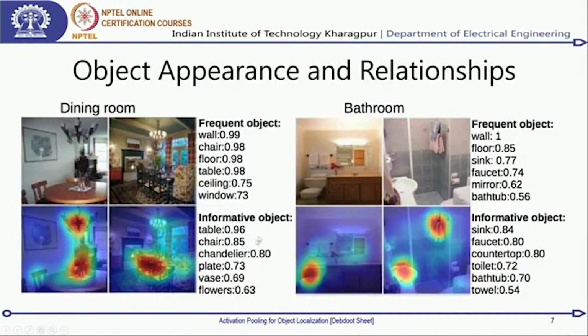Now, if we look at the next part, which is informative object, which means basically what is the weight associated with these objects being localized over here, and in terms of what the neural network is learning over there. So, these weights are also almost in line with this one, except for the fact that chandelier is something which really gets a higher weight, which was not even featuring on this list. So, that is another newer kind of thing you can look into in object discovery.